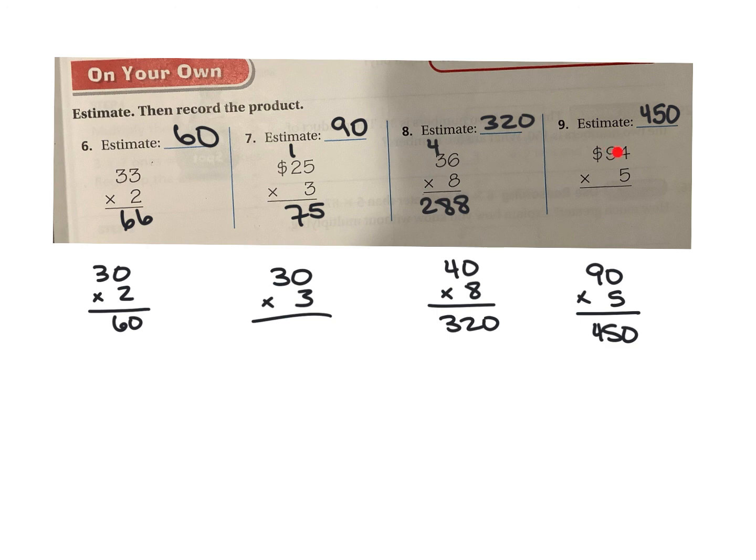This is 90 plus 4, so we have to do the 5 times 4 and the 5 times 90 to get our calculation. 5 times 4 is 20. That doesn't fit there, so carry over 20. 5 times 9 is 45. Then add that 2 on there, 47. 45 plus 2 is 47. And there is your answer. Just a little bit over, like we expected.